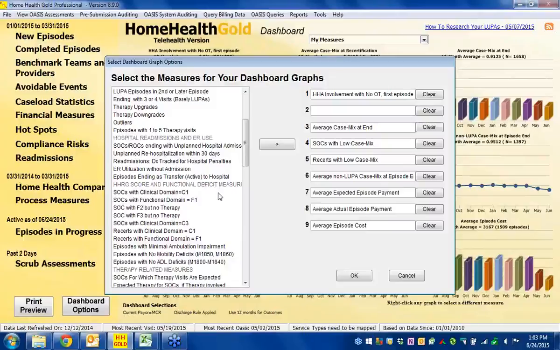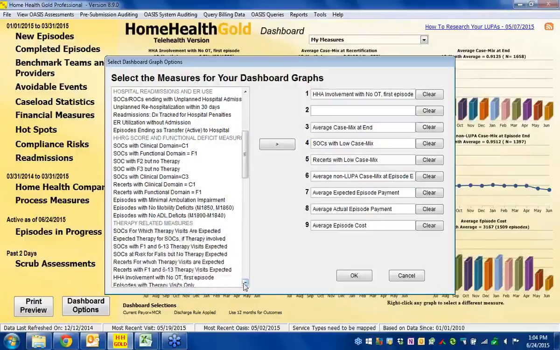So we've added some things here that we didn't have previously: episodes with minimal ambulation impairment and no ADL deficits. With that sort of thought process, we can add a few graphs to capture how often that may be happening with your agency. Some therapy-related measures.